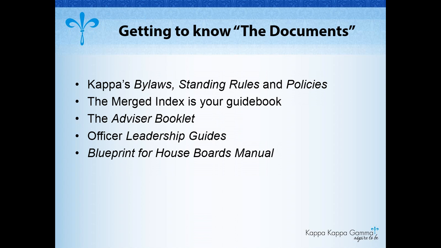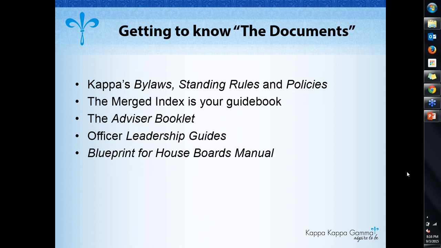Okay, let's talk about getting to know, as they're referred to, the documents. We've got a lot of resources available at CAPA for advisors that will help answer your questions and provide you with support as you mentor your advisee and work through issues with the advisory board. The first place you should always go is to CAPA's fraternity bylaws, standing rules, and policies. At this time, let's go to the CAPA website and let's take a look at some of those resources.